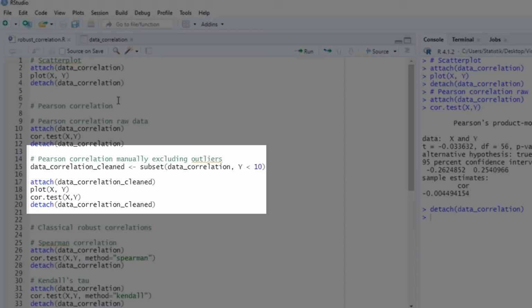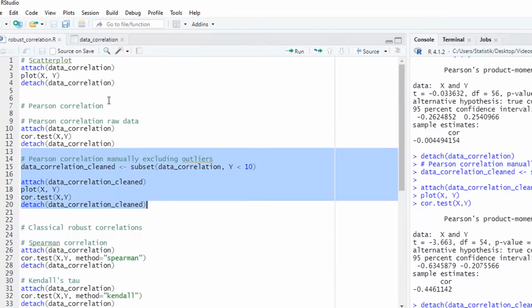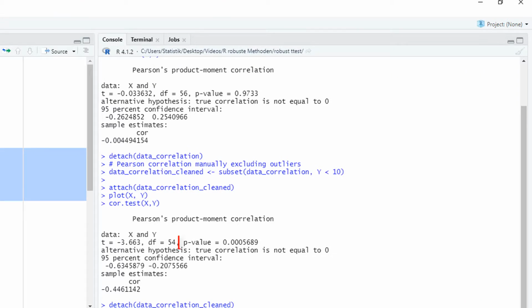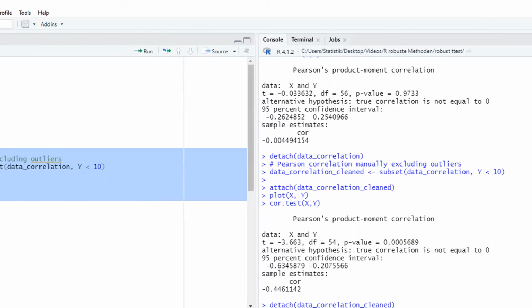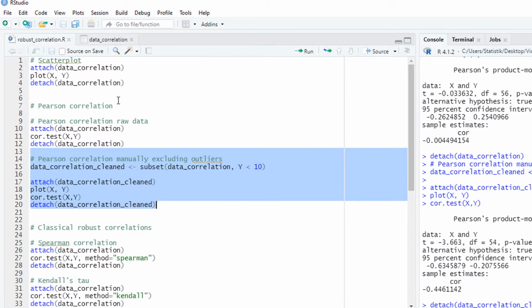As a comparison, if I throw out the two outliers, let's see what the Pearson correlation would be then. Now we get a highly significant correlation, and the correlation with minus 0.44 is nearly a strong effect. So those two outliers have totally changed the result. Therefore, it makes sense to always use, in addition to a Pearson correlation, some robust correlation to make sure that our results are not distorted by outliers.